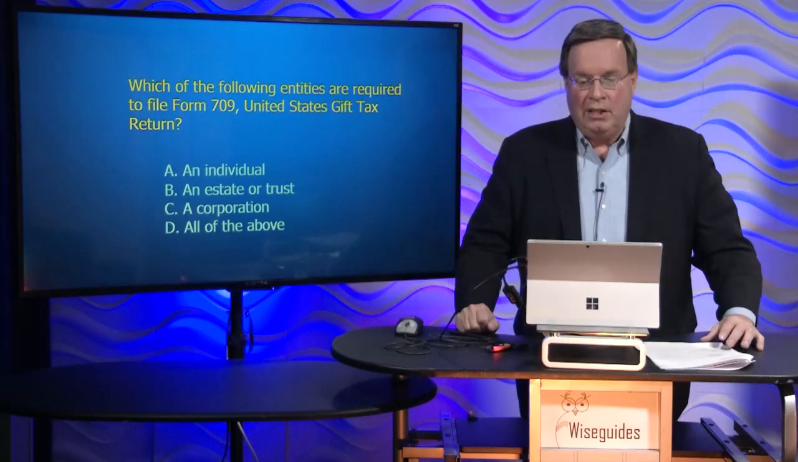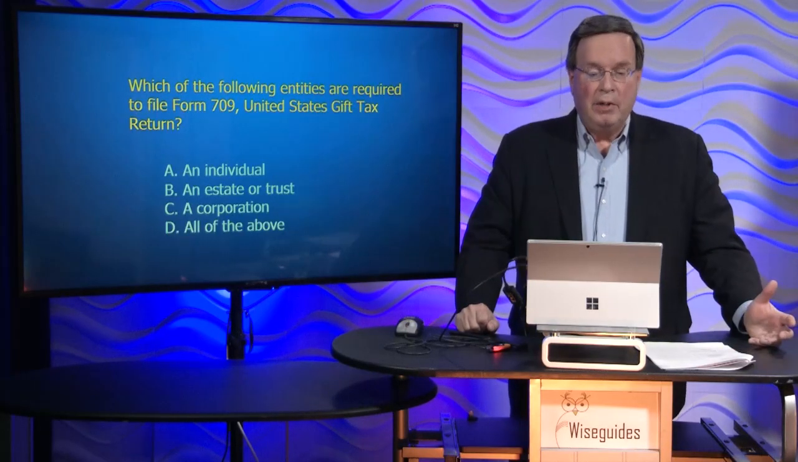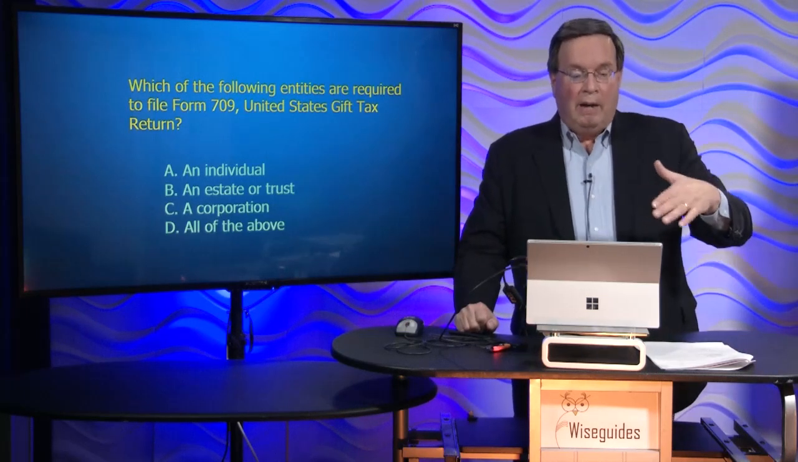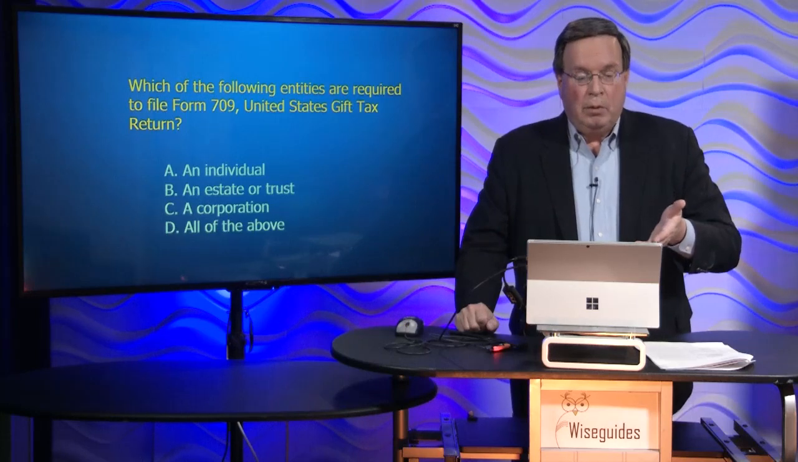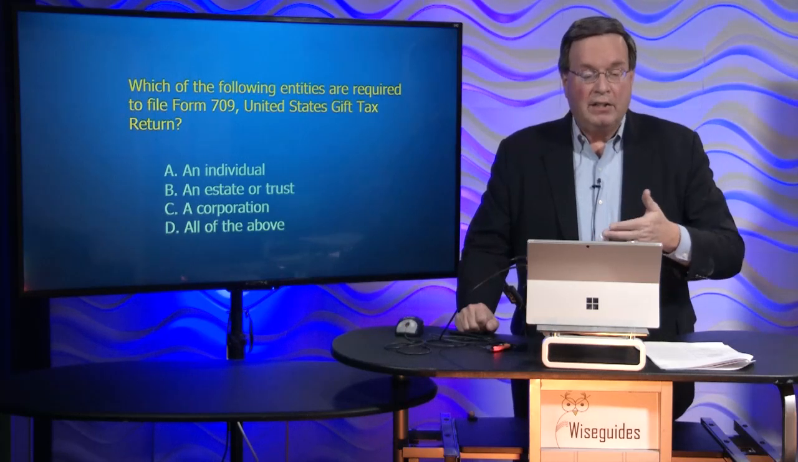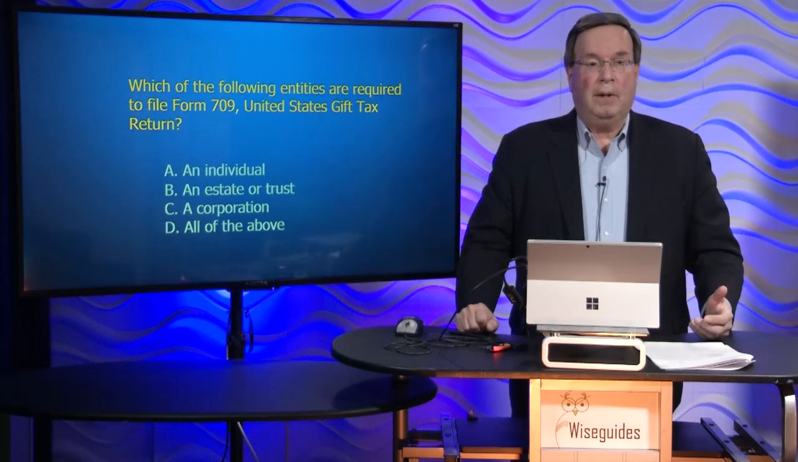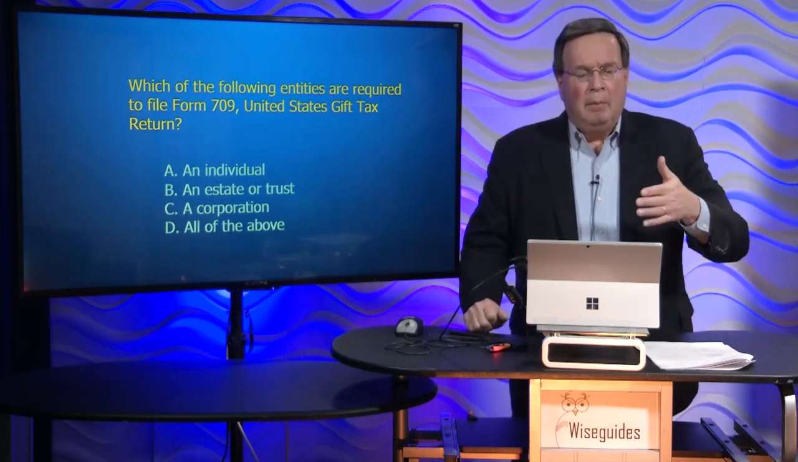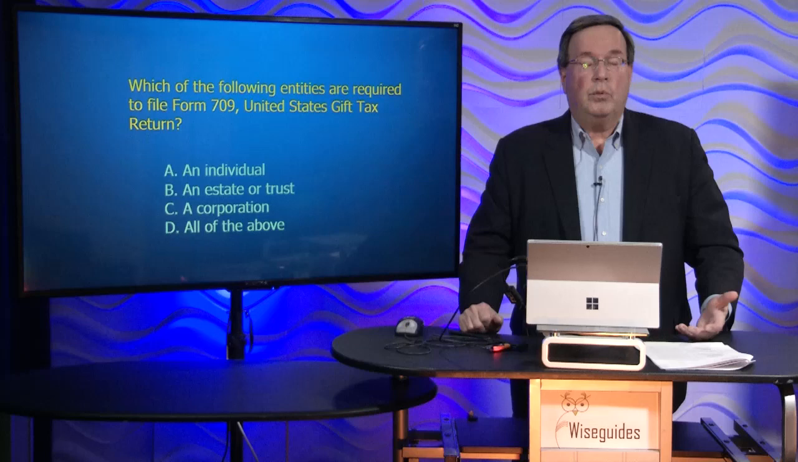So let's take a look at a direct question, an incomplete sentence, and all of the following except, so you get a feel for what these questions look like. The first one: which of the following entities are required to file a Form 709, which is the United States gift tax return? Of these, you've got a possible individual, an estate or trust, a corporation, or all of the above. When we cover this area, which is in part one, you'll know that the answer will be an individual.